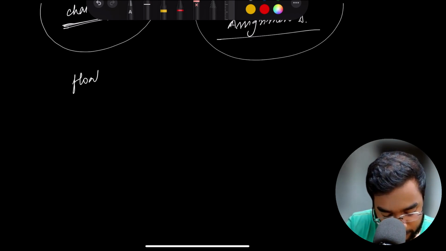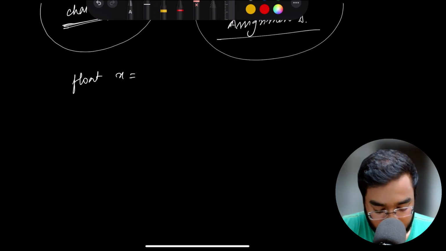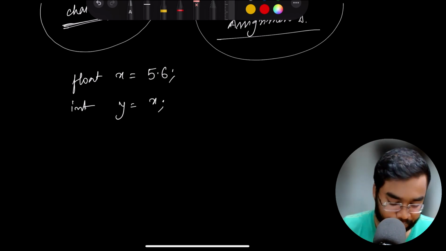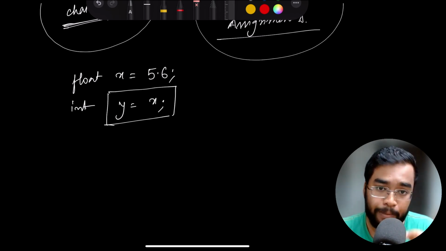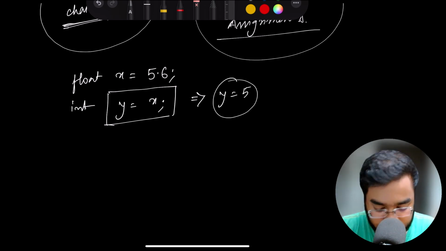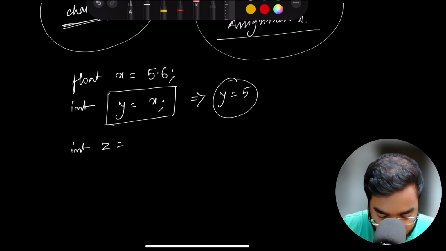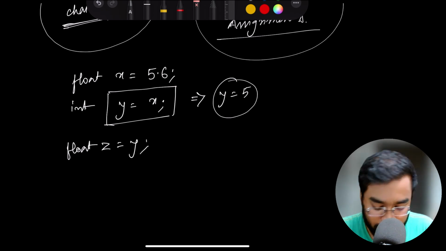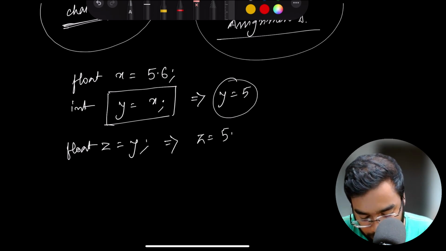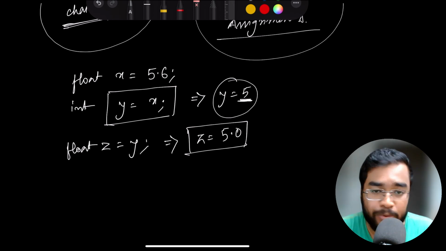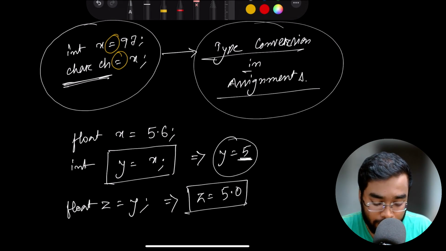For example, if I write float x equal to 5.6. Now if I write integer y equal to x, then the integer part of x would be stored into y. That means y would have only 5. Now if I write float z equal to y, then z would have 5.0. This 5 would be stored into float and the result would be 5.0. That's it. So this is called type conversion in assignments.